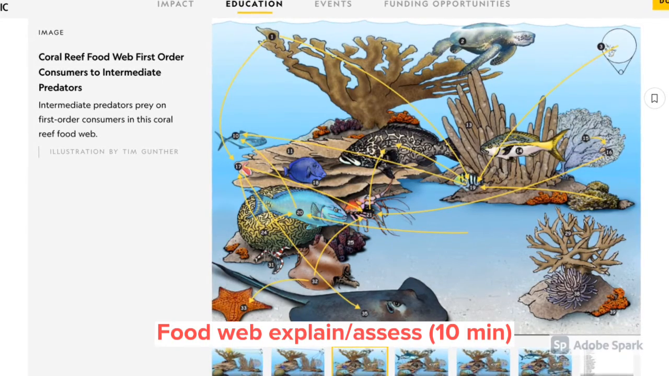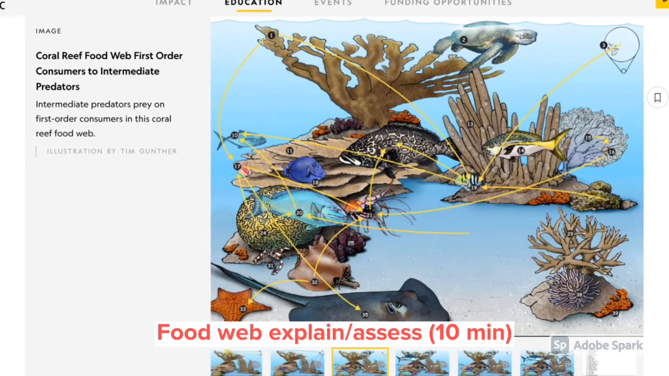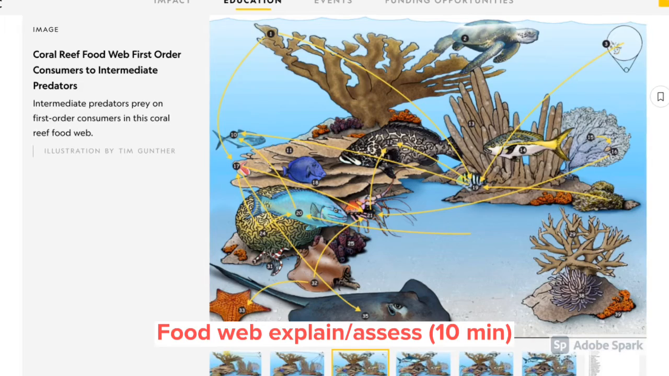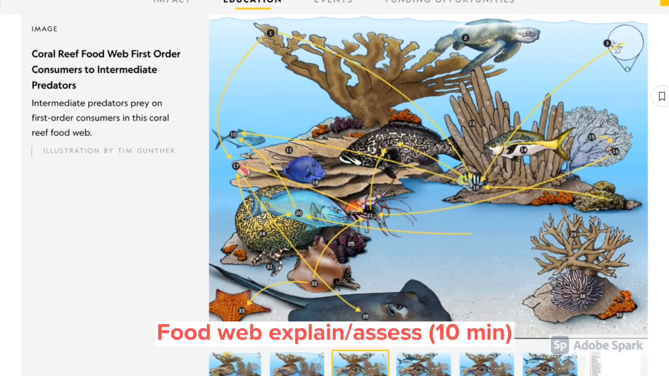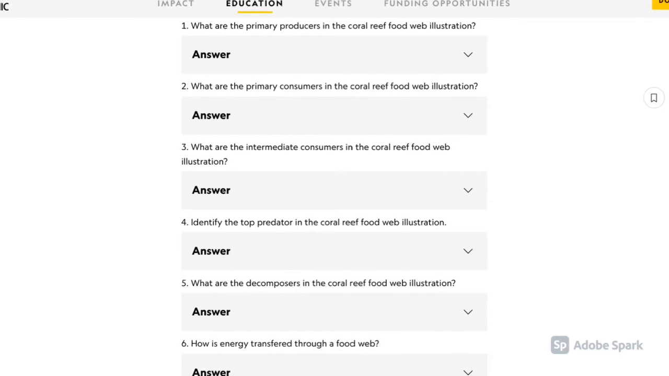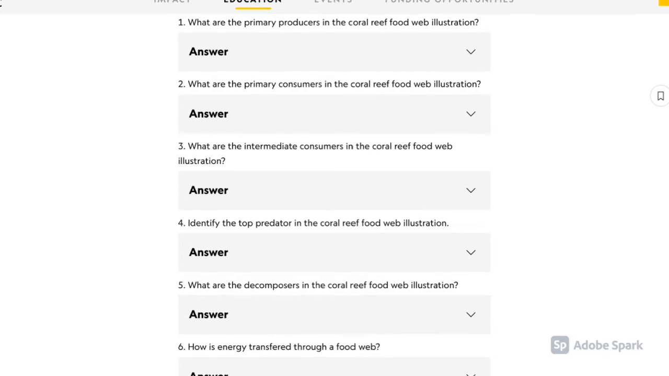On National Geographic, there's this website, and it gives you a food web and some questions under it to answer about that food web, and it's a coral reef one, which is good for our next assignment. Students will use their devices, or I'll have it printed out depending on whether they have it or not, to answer these questions on the food web in the website.